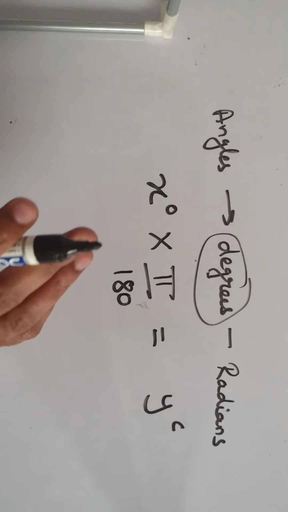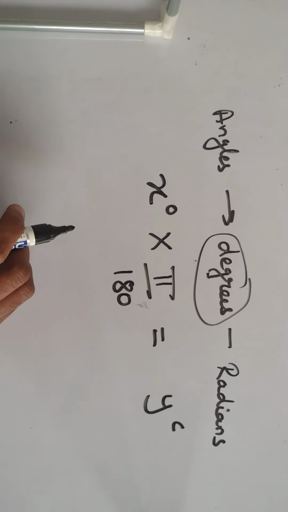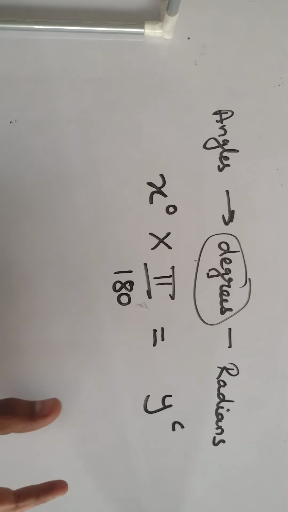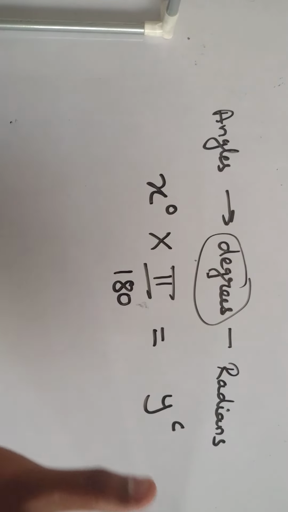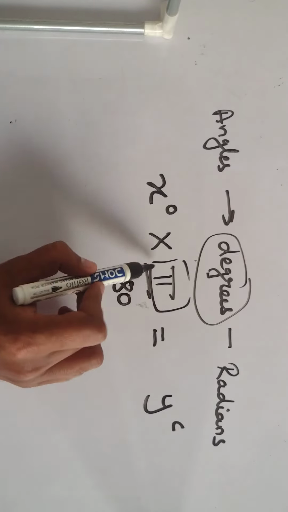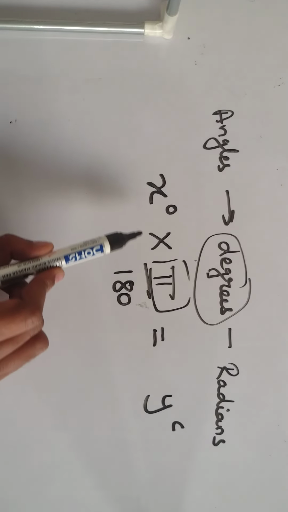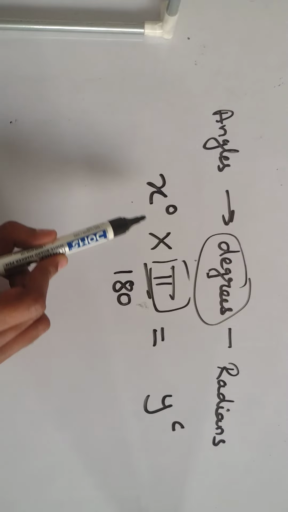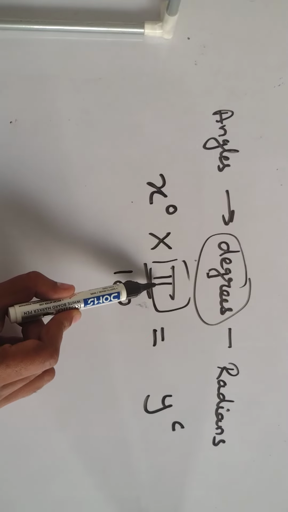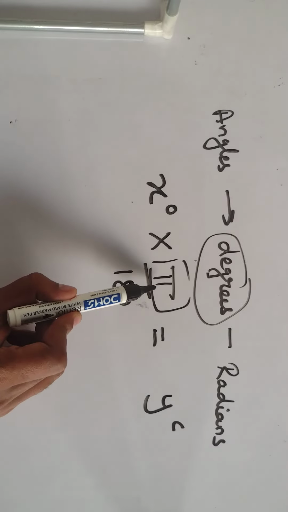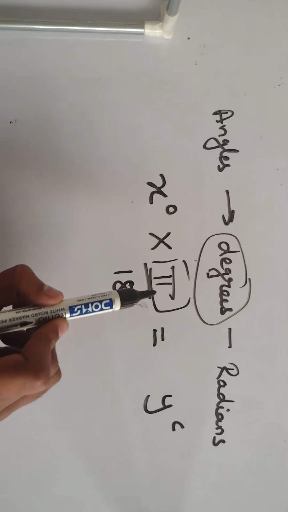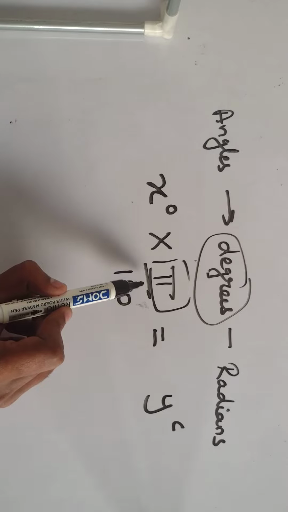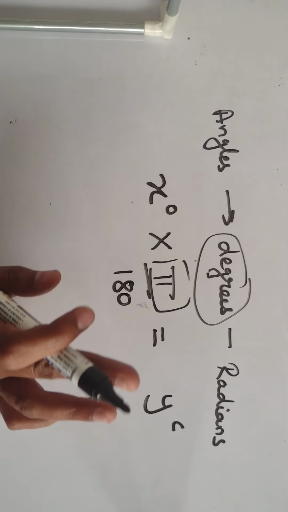Radians always come in terms of pi. If any angle is in radians, it will always contain this term pi. If you are converting any value to radians, this pi should not be converted into 3.14, and should not be converted to 22/7. It should be left as it is.